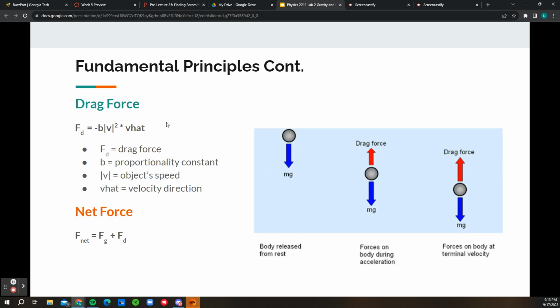We'll also be exploring drag force. The equation is drag force equals the proportionality constant times the object's velocity squared times the velocity direction. And the net force is just force of gravity plus force of drag, which is the entire system.